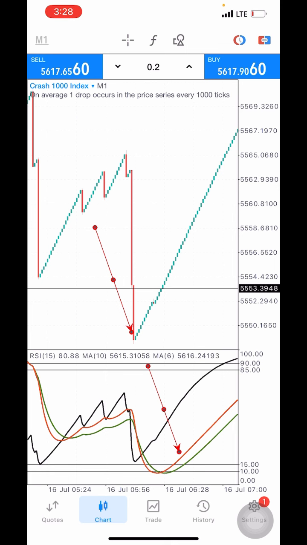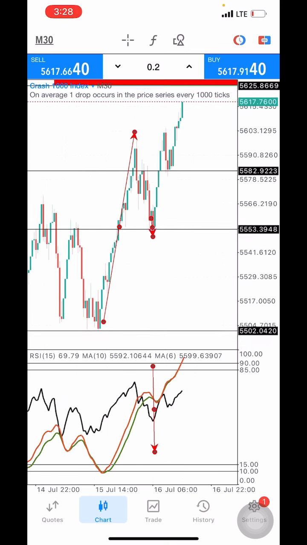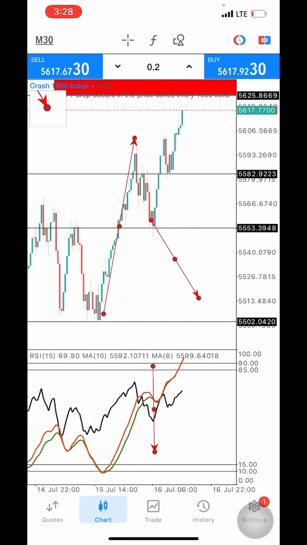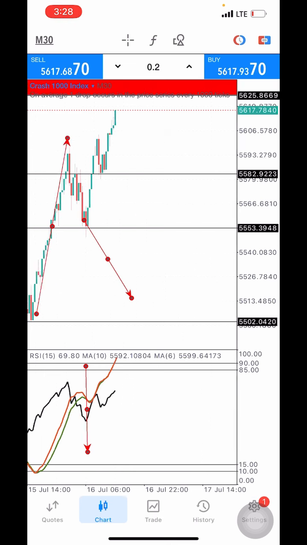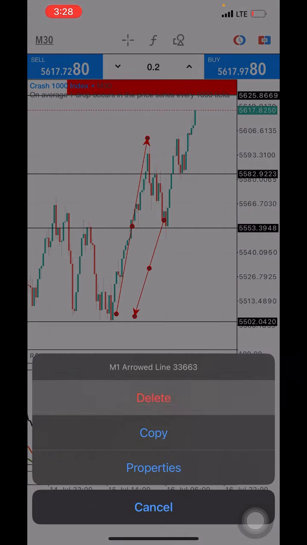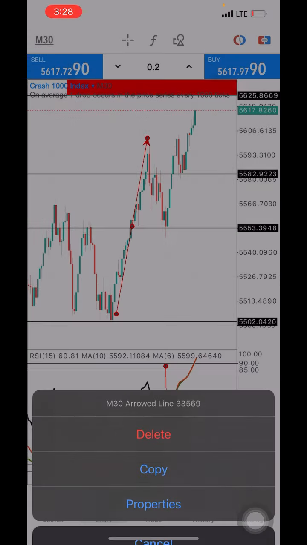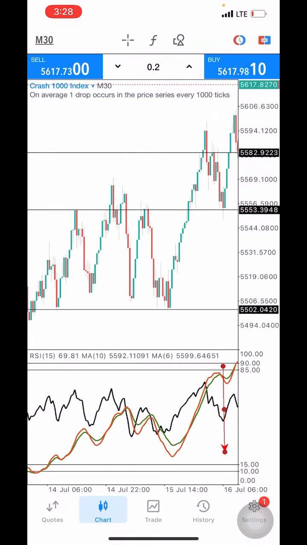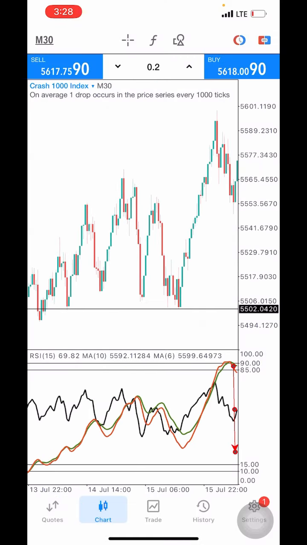Then the next thing, another one here, we had another level. Yeah, this one down here. Let's talk about this one down here. So this level down here, the one where we have this black line.